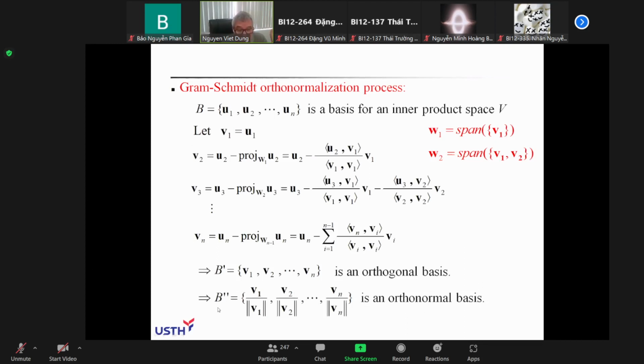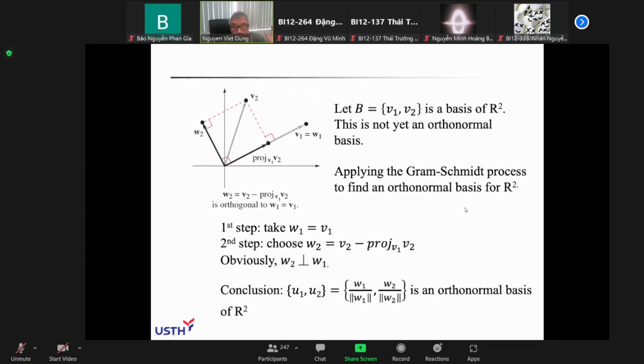basis B double prime. And the only way you can remember that is you do as many exercises on that as possible. So you need to remember the formula here. I cannot help you with that. And that slide will show you an example, and that example may help you to imagine the geometry of the Gram-Schmidt process. I explained to you that during the lecture class already.